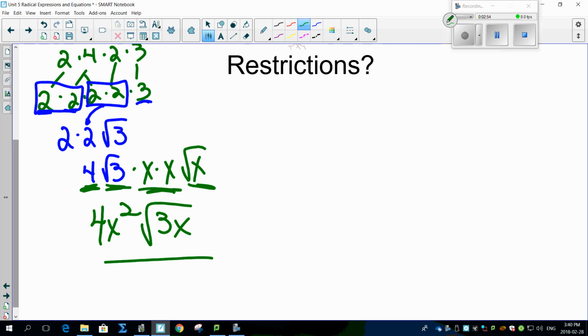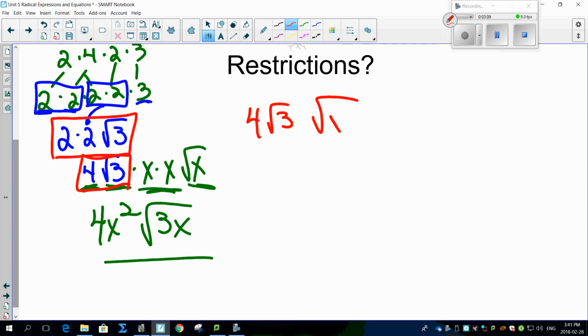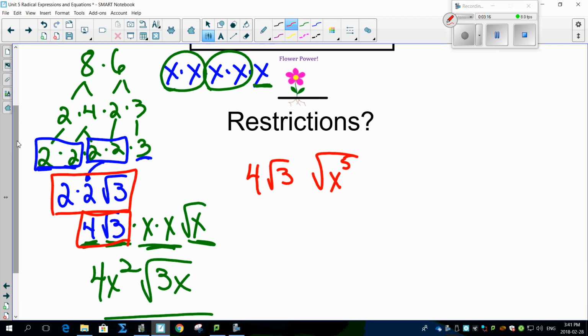But can we do this a little bit simpler? Well, yes, we can. I want to leave this one the same. That doesn't change. That's still going to give us 4 root 3. But what I want to look at is, this was the square root of x to the 5. Now, do you remember what that means? Do you remember flower power? Do you remember how to make x to the 5 and square root it into an exponent? If you do, it's really easy.